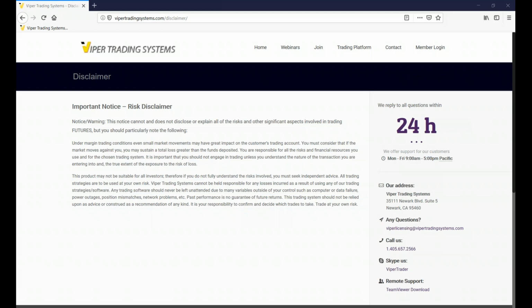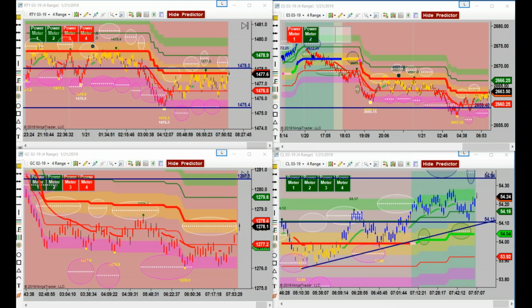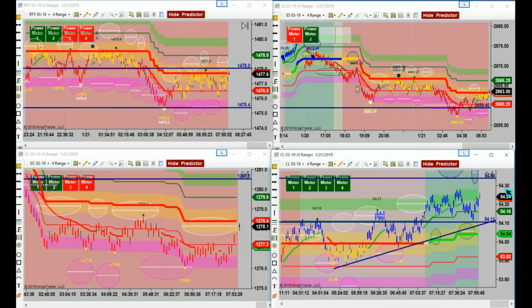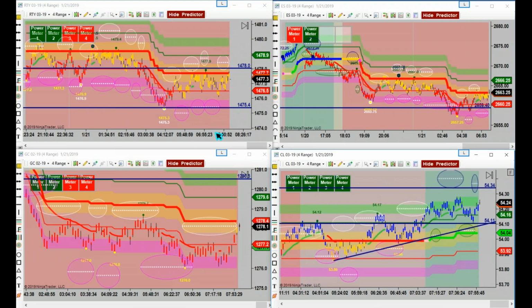All right, if not, we're going to go ahead and get started. You should be able to see some charts on your screen. Anybody draw a line on oil if you weren't in it from earlier? Grabbed it right at that line at all? Exactly the way we teach it.